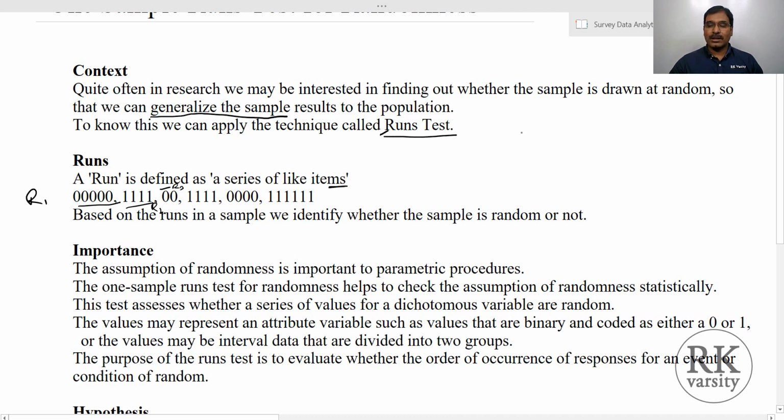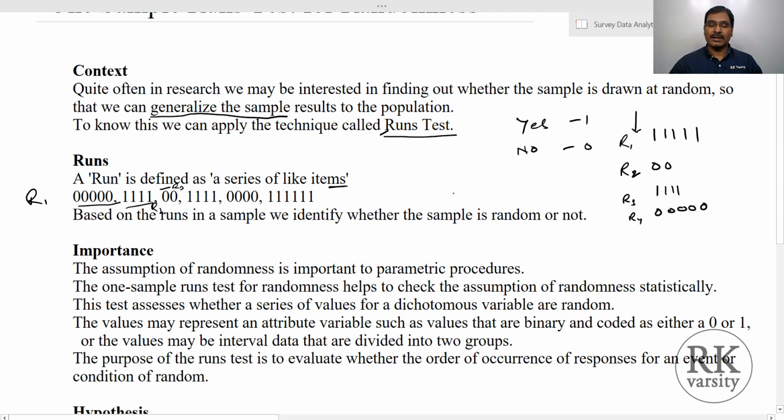Suppose you ask your respondents whether they have a bank account or not, with yes or no questions. For yes you assign 1 and for no 0. Suppose customers are arriving at a branch and you start asking them. Continuously 5 customers say yes. This is one run. Then 2 customers say no. This is the second run. Then 3 or 4 customers say yes, third run. Then again 5 customers say no. So each of these is called a run: run 1, run 2, run 3, run 4.